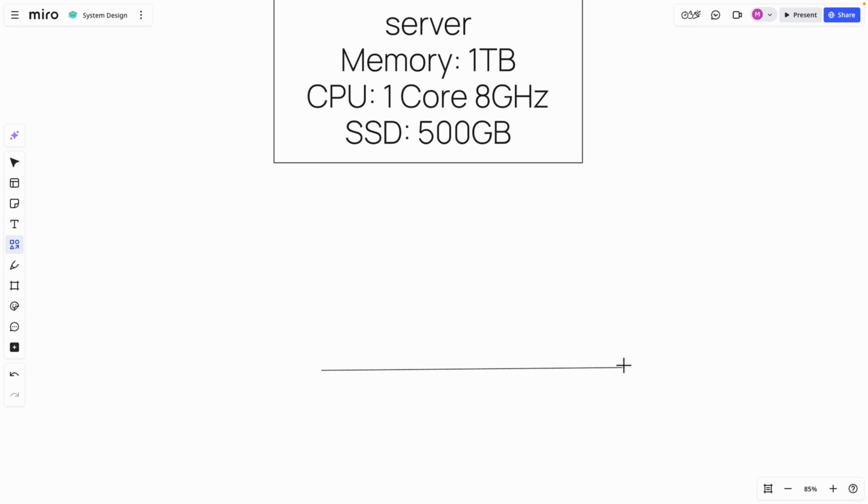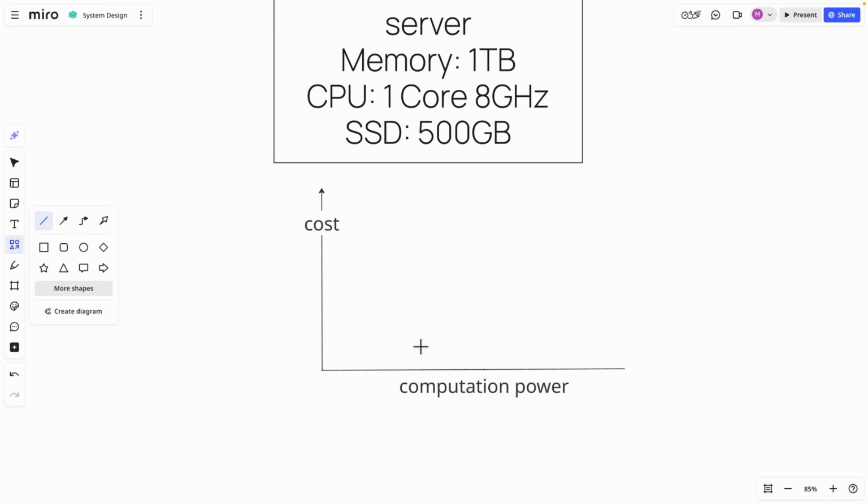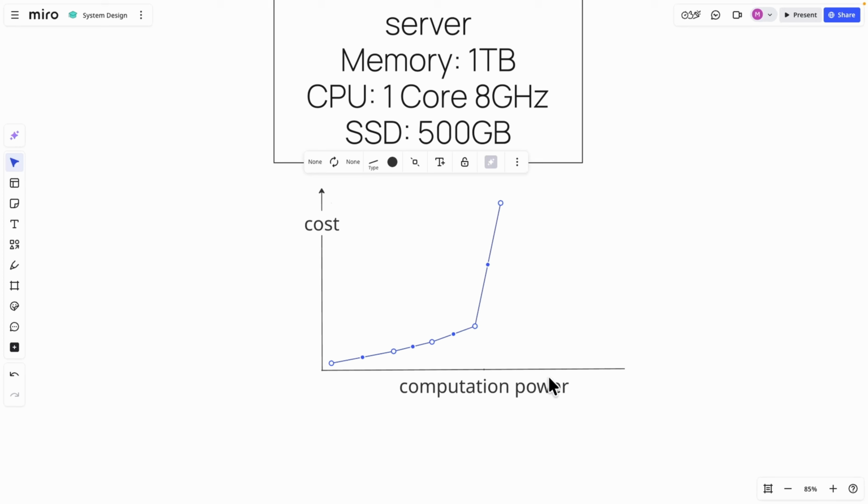So imagine if it is the computation power. Let me make it bigger. And if we have some sort of cost like this, more computation power means more cost. And it's not a straight line actually, but it is like this. So it exponentially grows. And at some point it would become so costly that it doesn't be worth it.